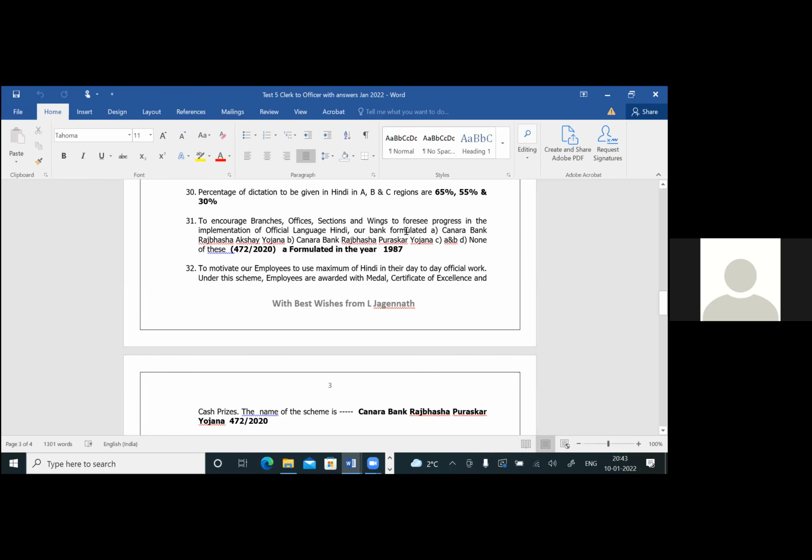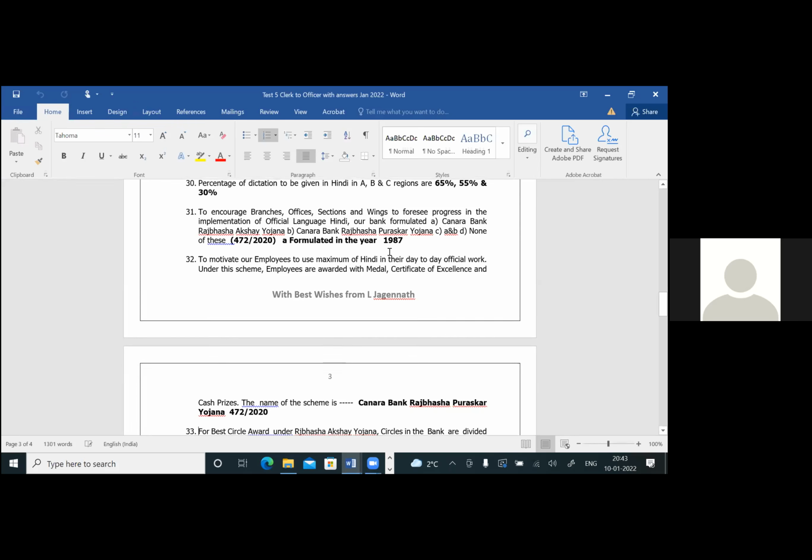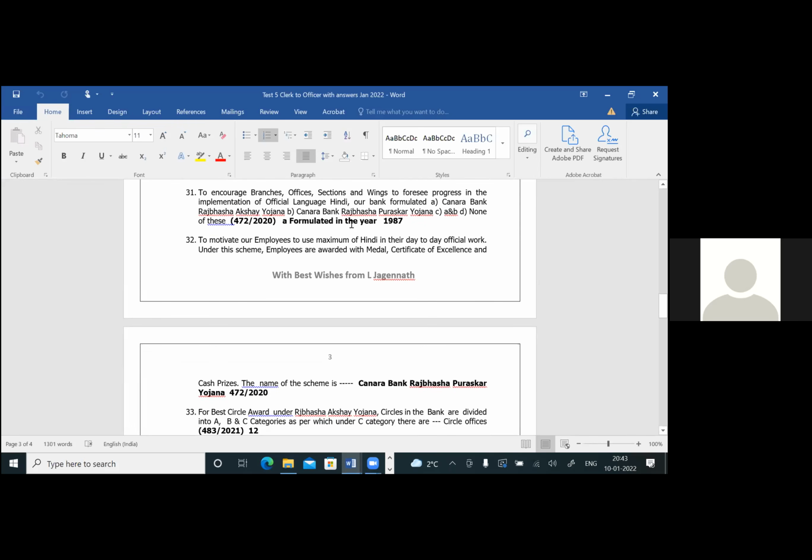So our bank has formulated Canara Bank Rajbhasha Akshaya Yojana, Canara Bank Rajbhasha Puraskar Yojana, A and B, none of these. So in which year is it formulated? It is formulated in the year 1987. So what is the name of the scheme? To make the branches and offices participate, the name of the scheme is Canara Bank Rajbhasha Akshaya Yojana. So for question number 31, the answer is A.